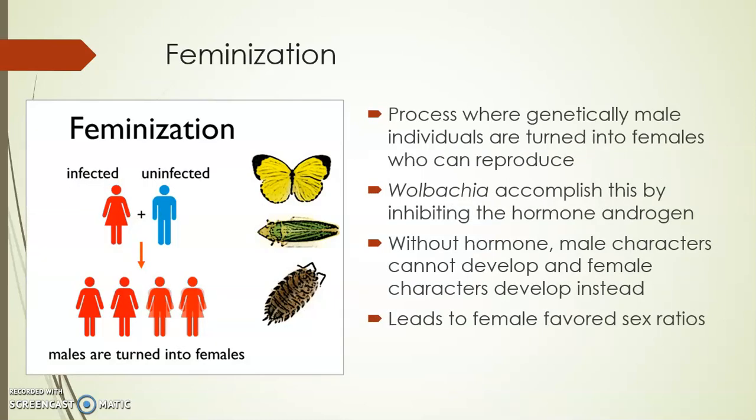The next type is feminization. This is a process where genetically male individuals are turned into females who can reproduce. The bacteria accomplish this by inhibiting the hormone androgen. This hormone is responsible for male characters such as testes development. Without this hormone, male characters cannot develop, and female characters develop instead. This process leads to a sex ratio that favors the female.